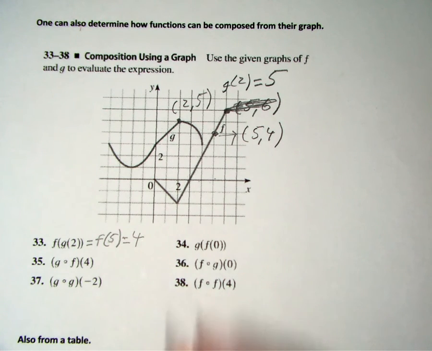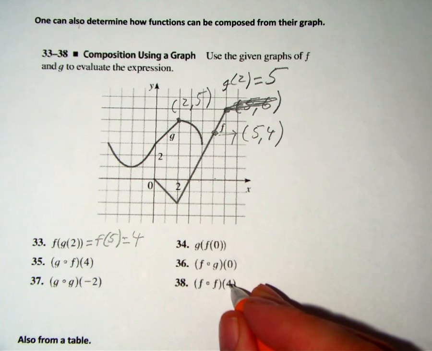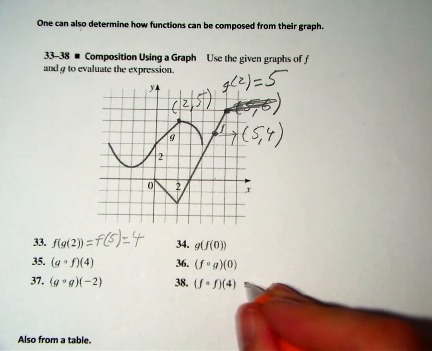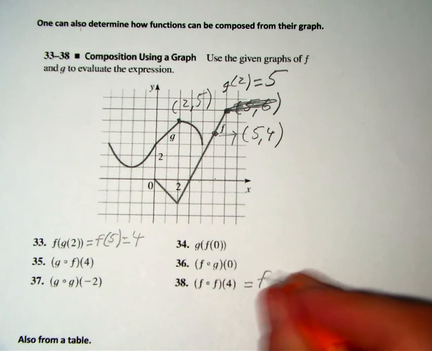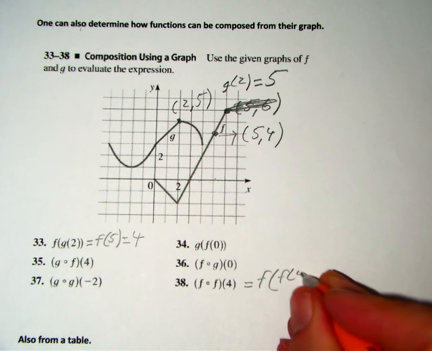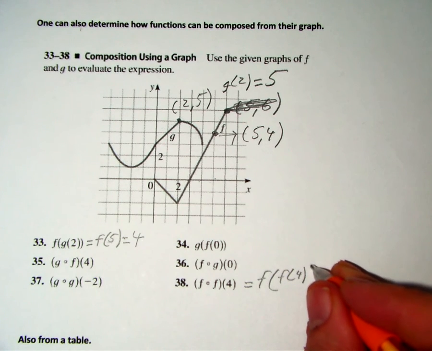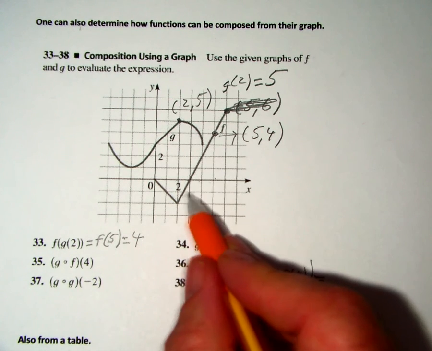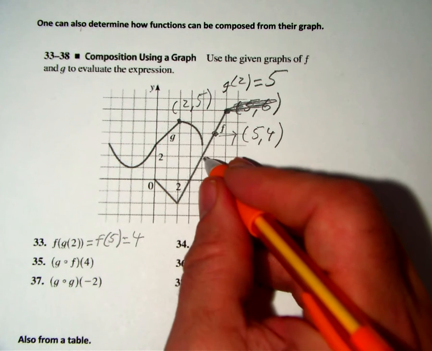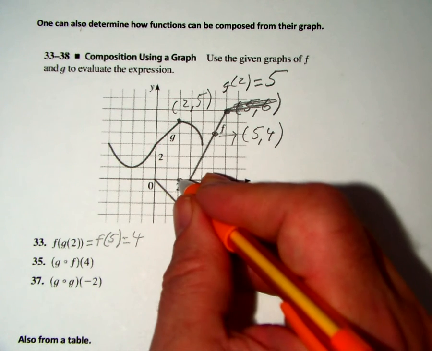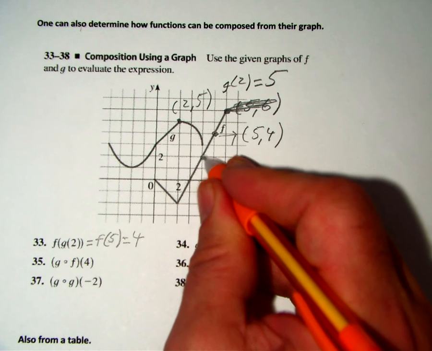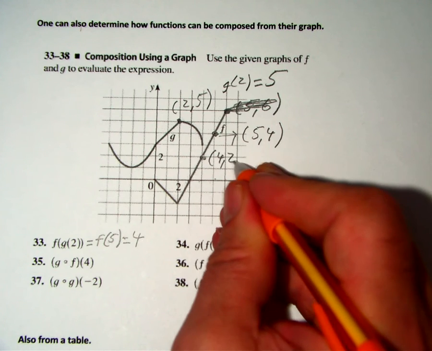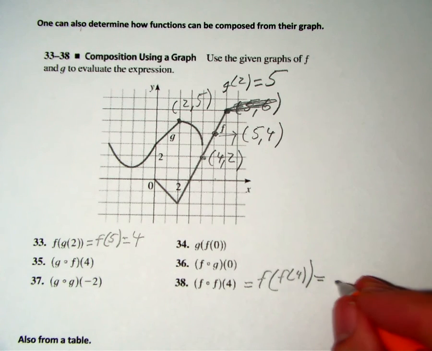Now, let's take a look at F of F of 4, okay? F of F of 4. Folks, this means the same thing as F evaluated at F of 4. And of course, that means we have to find out what F of 4 is equal to. Here, this is our F function, so we have 2, 3, 4. So (4, 2), right? (4, 2).